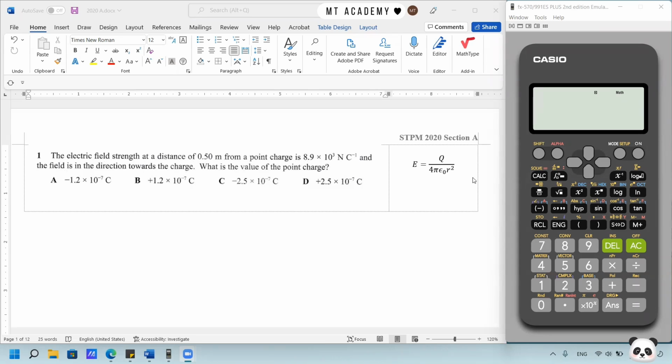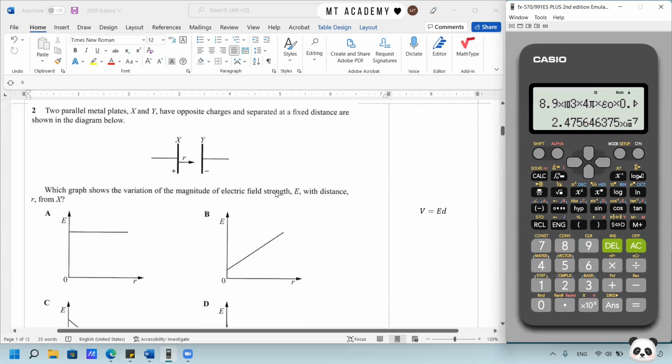So this is the formula of electric field strength. Just key in the value and you should be able to obtain the answer. So what we have is the electric field strength, 0.9 times 10 to the power 3, multiply 4 pi epsilon r squared. So r is 0.5 meter squared. So the answer would be 2.47 or 2.5 times 10 to the power negative 7 coulomb. And it is a negative charge. Answer is C. Proceed to question number 2.